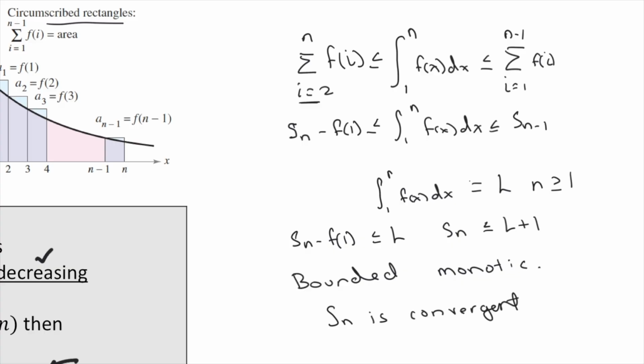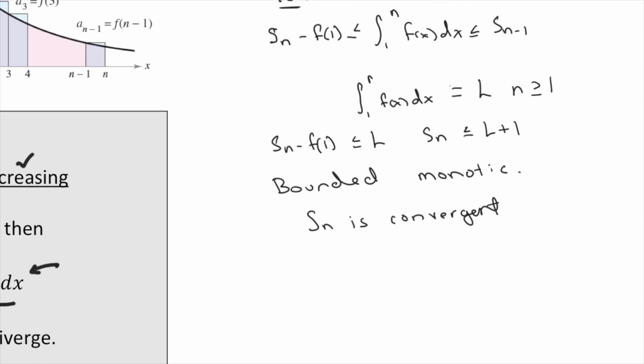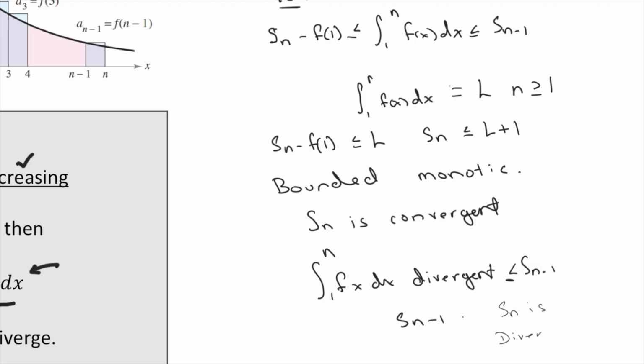So if your integral from 1 to n of f of x dx is convergent, s of n is also convergent. Now, if the integral of f of x from 1 to n dx is divergent, since it's less than or equal to s of n minus 1, then we also know that s of n minus 1, as well as s of n, is divergent.